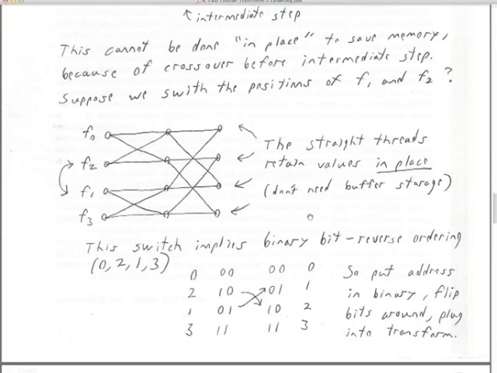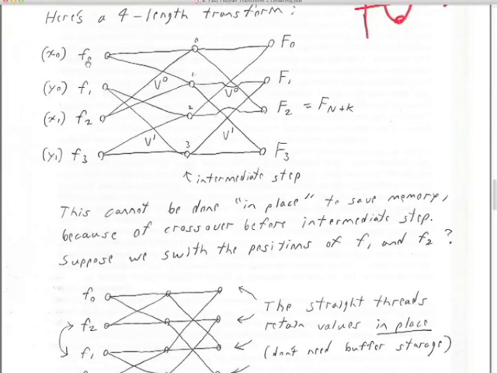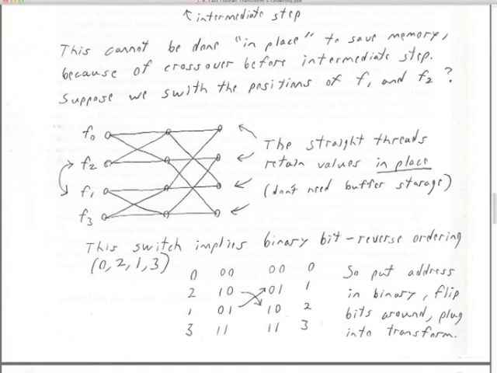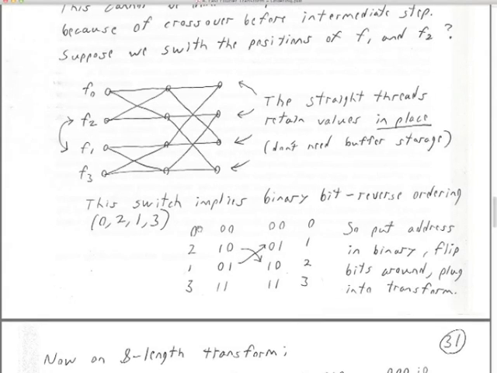So let's look at the binary address, right? This is at address 0, index 1, 2, 3. Okay, and what we want to do is switch index 1 and 2. Okay, and make these threads straight. So 0 in binary, we got 4, so in binary we need two binary digits, 0, 0. 2 is 1, 0. 1 is 0, 1, right? And 3 is 1, 1.